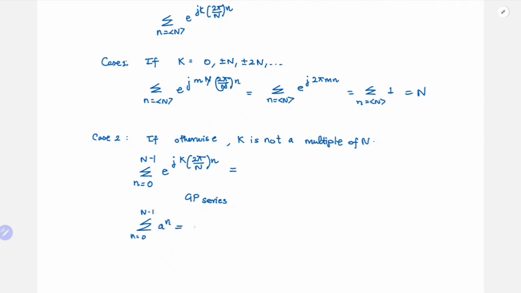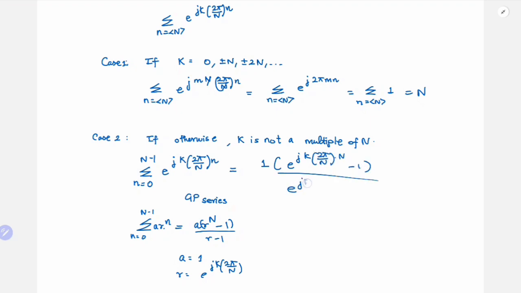A r^n will give me A r^n minus 1 by r minus 1, right? This, of course. So here, A is actually 1 and my r is e^(jk 2π/N). So what will my sum be? It will be 1 into e^(jk 2π/N) into N minus 1 by e^(jk 2π/N) minus 1.